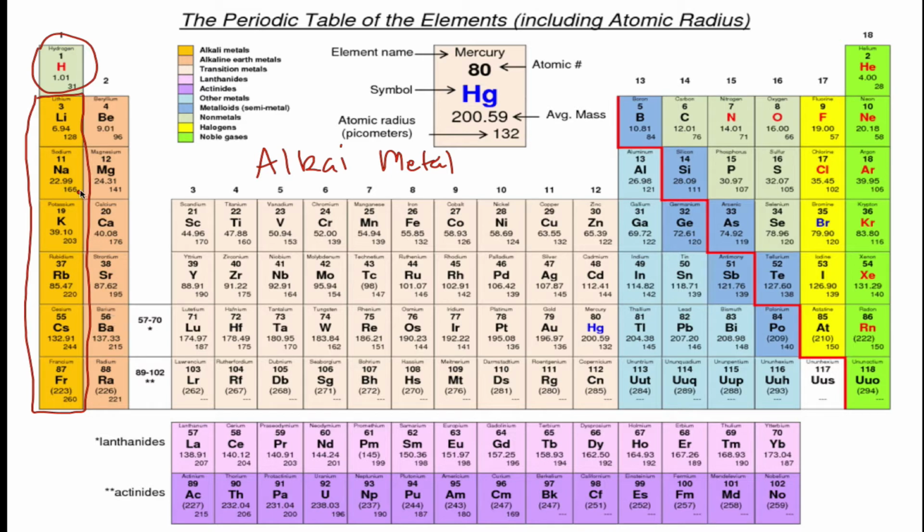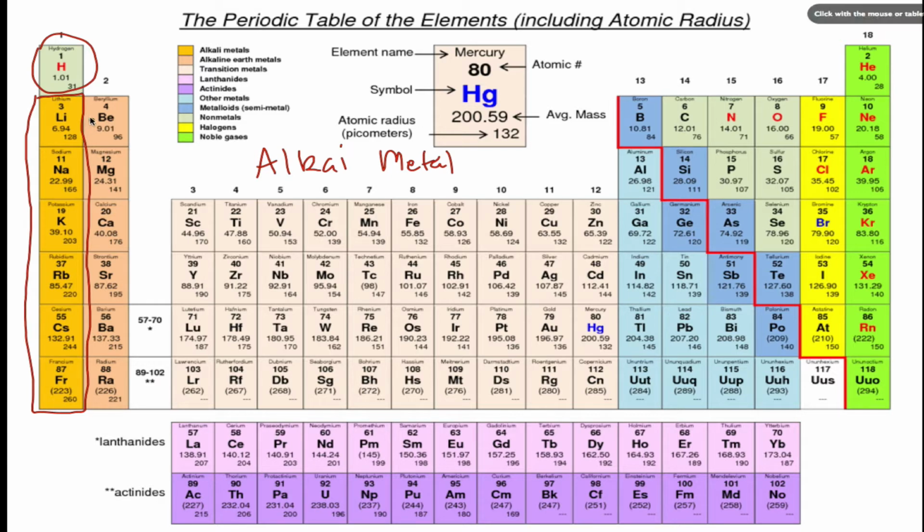They're so reactive that they are not found in nature by themselves. So they're usually going to be combined with some other element. In a lab, though, they can separate them out and actually create like pure potassium, but they would only do that in a lab. It's not going to be found in nature that way.